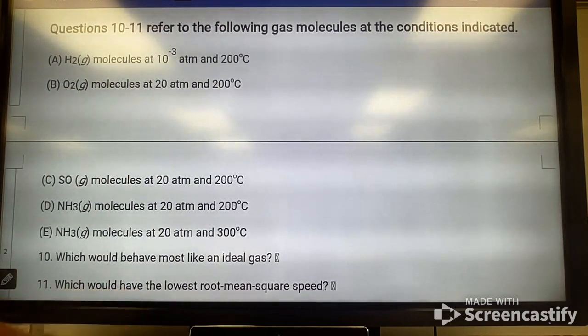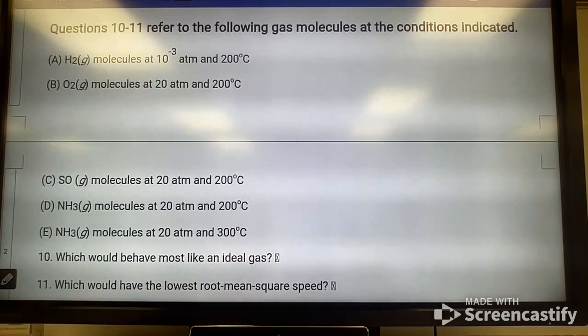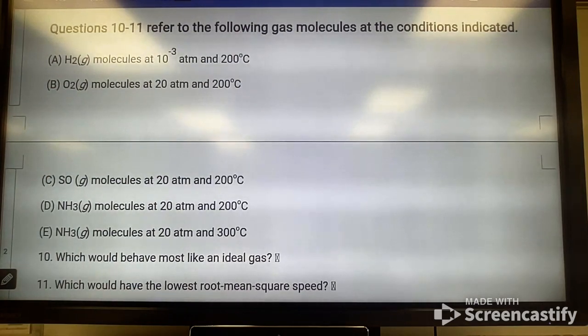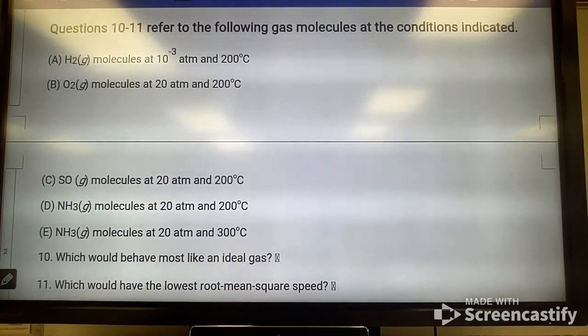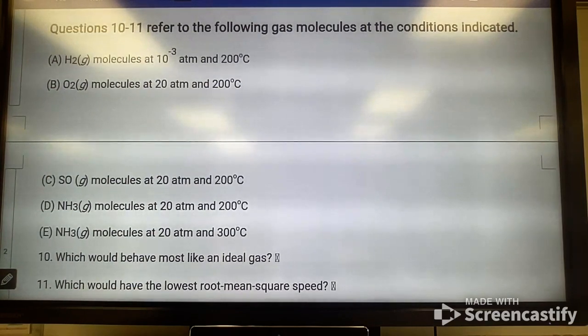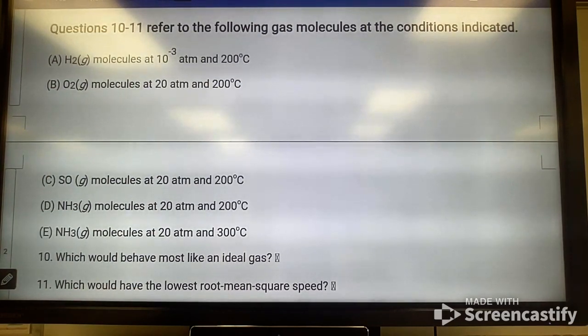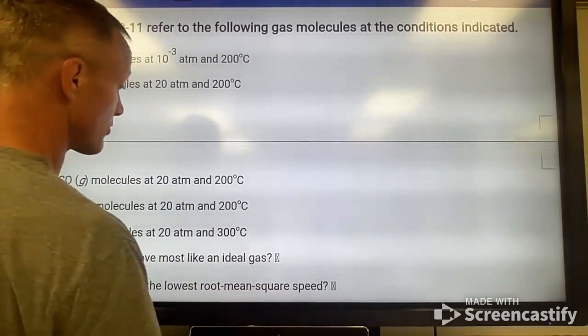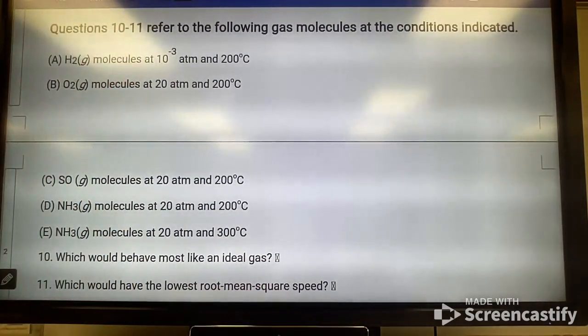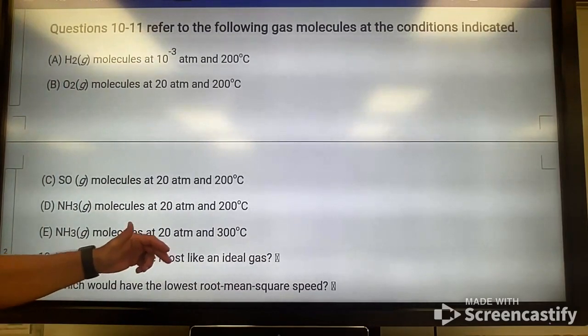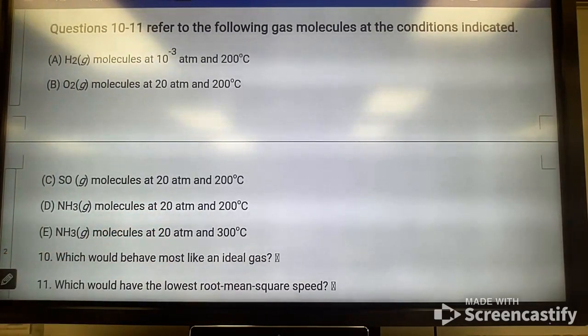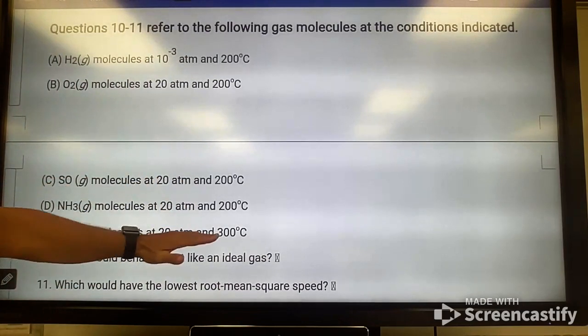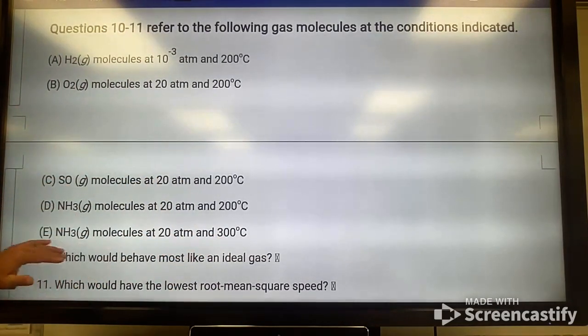And which would have the lowest root mean square speed? Hang on a second. So lowest root mean square speed, which one's going to be moving the slowest? Temperatures are basically 200, 200, 200, 200, 300. So that's going to be moving faster. We can eliminate that one.